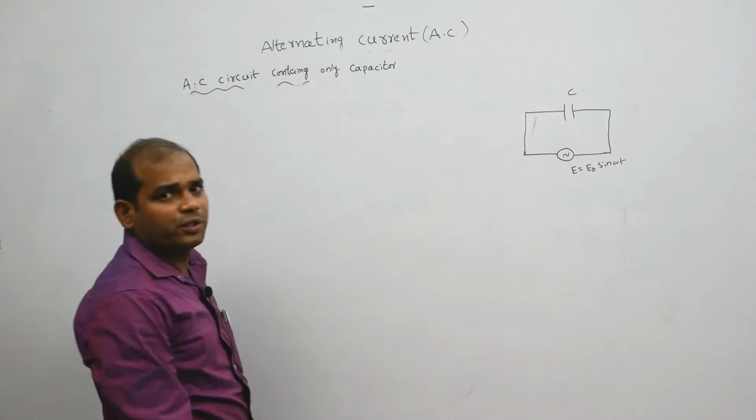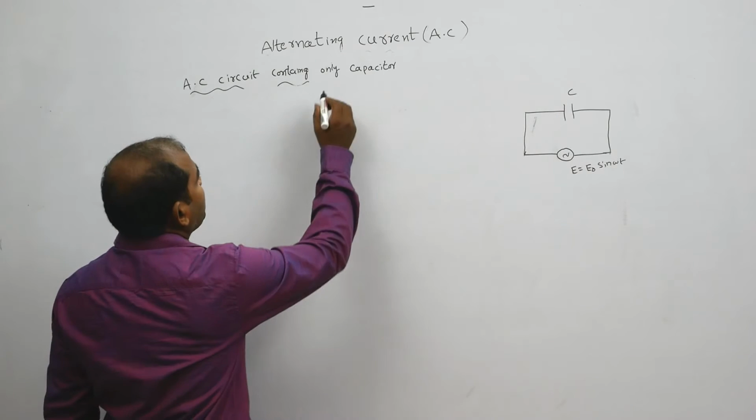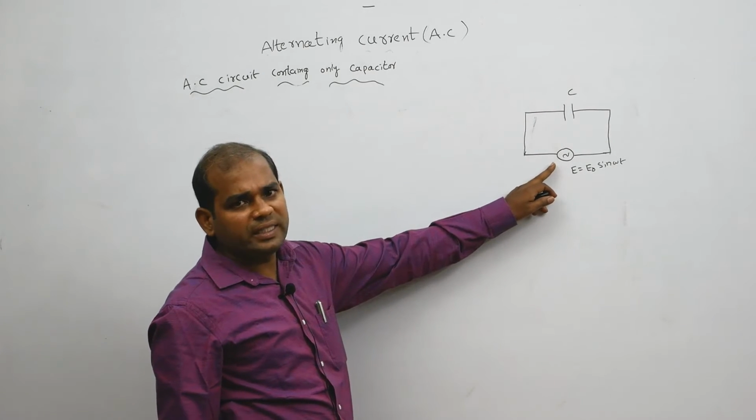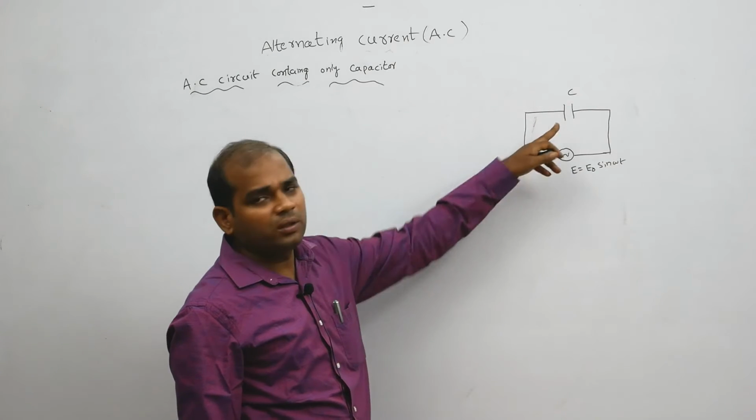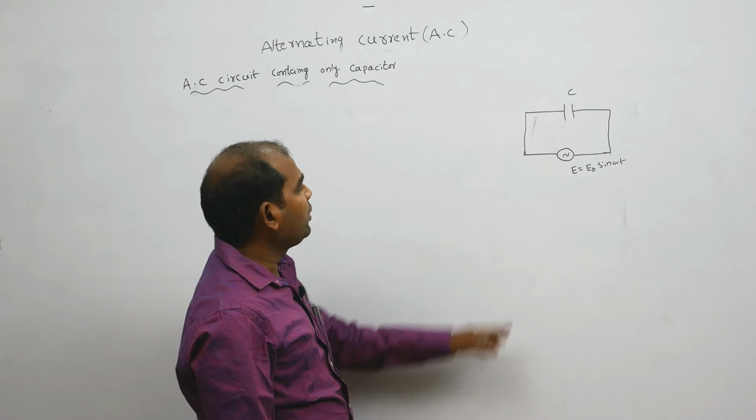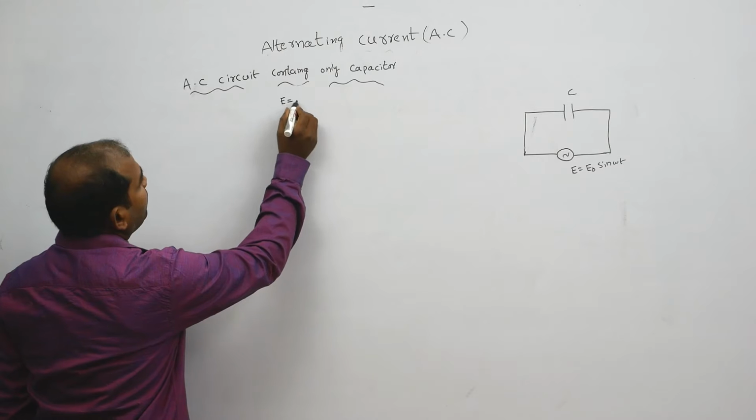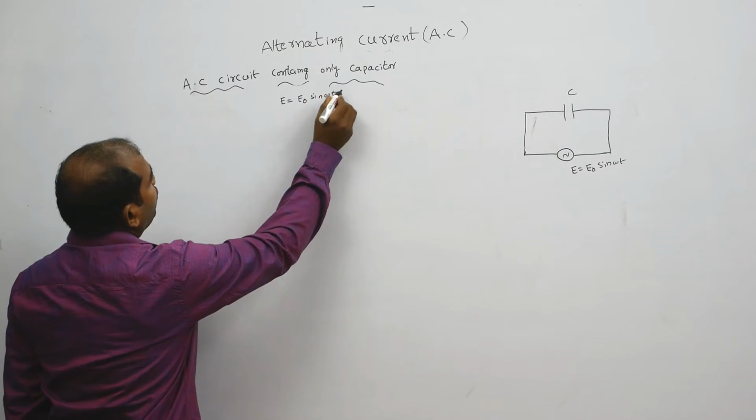So now we are going to discuss the AC circuit containing only a capacitor. Here the source of the AC EMF, E equal to E naught sin omega t, is connected to a capacitor only. Now let's see how the EMF is changing: E is equal to E naught sin omega t.